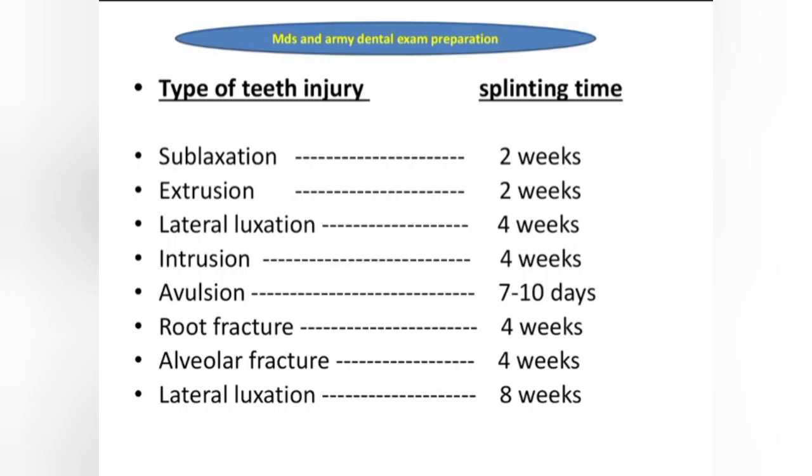Now, different types of tooth injury and the splinting time. In case of subluxation or extrusion, 2 weeks. In case of lateral luxation or intrusion, 4 weeks. Avulsion 7 to 10 days, or 1 to 2 weeks, you can say. Root fracture 4 weeks, alveolar fracture 4 weeks, and lateral luxation 8 weeks. So maximum splinting time is required for lateral luxation and minimum for avulsion.